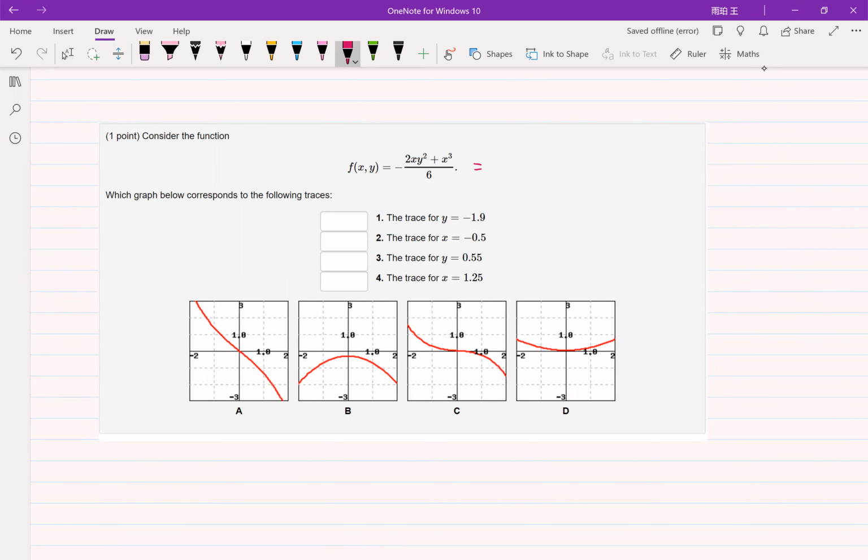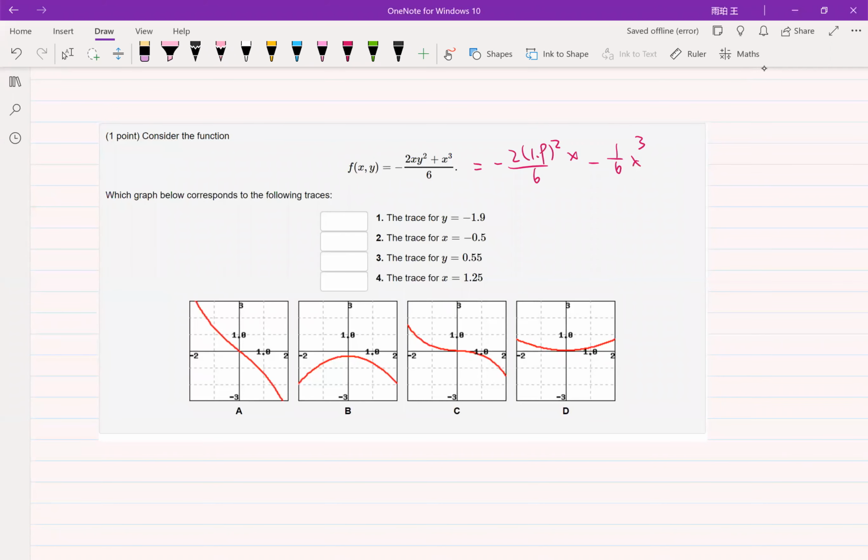So in this case, we have negative 2 times negative 1.9 squared, which is just 1.9 squared, x over 6 minus 1 over 6 x cubed. So it's fairly obvious that this should be an odd function, which means it's not going to be symmetric across the y-axis. So B and D are eliminated from our available choices.